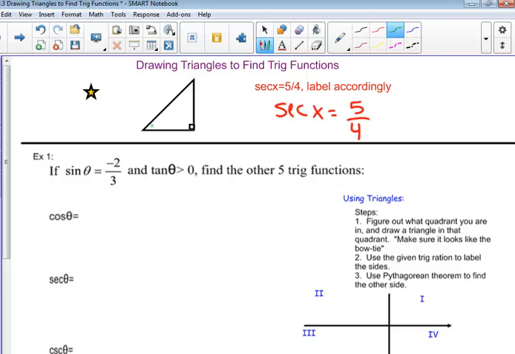So we're going to be drawing triangles to figure out other trig functions, based a lot on using SOHCAHTOA. We might be using the Pythagorean theorem, and we could also use a little bit of work on our quadrants. So if you knew you had secant 5/4, and this is the angle you're going off of, does anybody have an idea of what we should do to label? Go ahead, Michael.